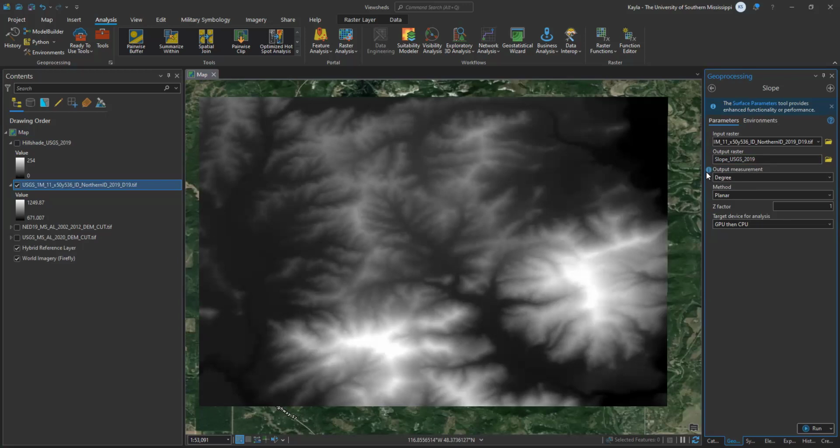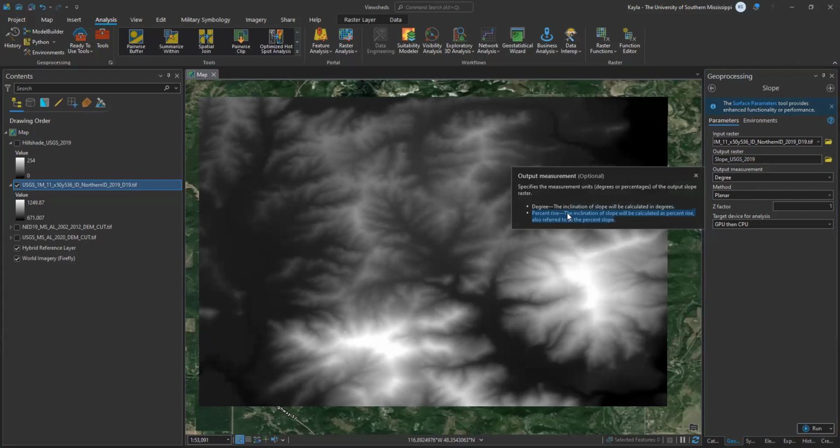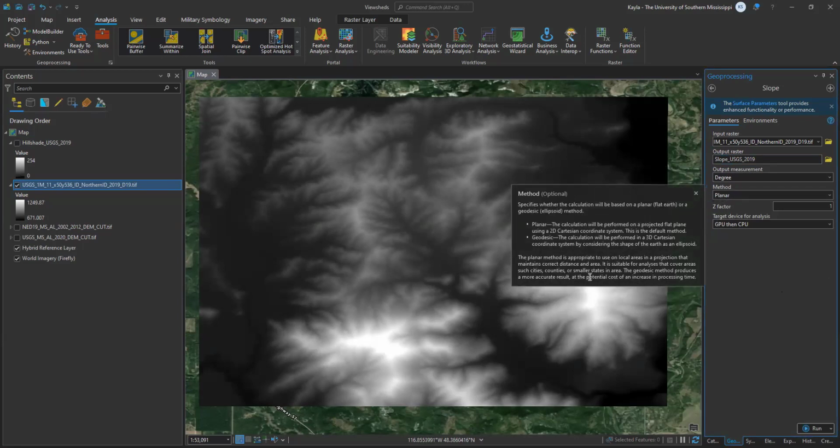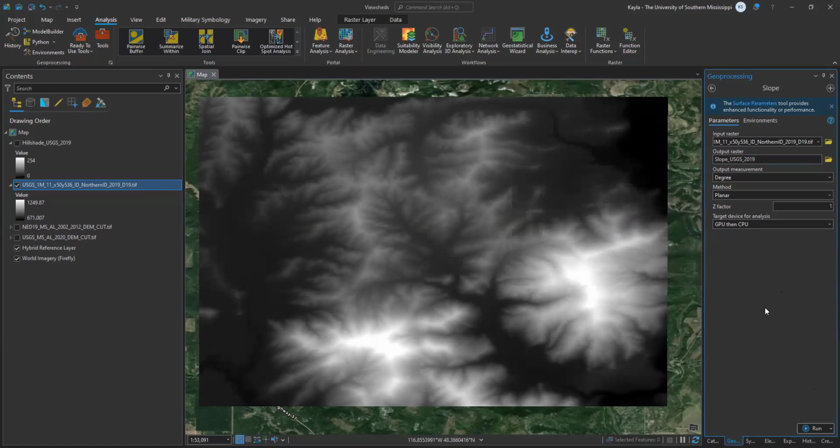So output measurement is in degrees. You can change this to percent rise. So this is going to be rise over run, so this is the percent of the slope, versus the actual degree of the slope. And then what method do you have it as, geodesic or planar? Again, geodesic being your 3D Earth system, your planar being your 2D system. I'm just going to keep it as planar.